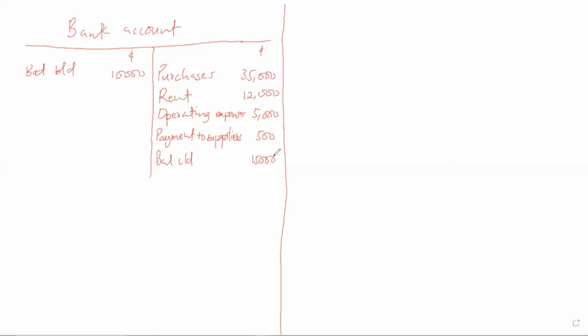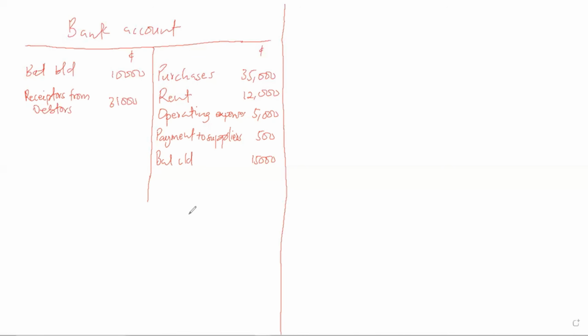Then when you look at the debtors control account that we prepared, we had receipt from debtors, which was on the credit side. It means we received money from debtors. So if we received money from debtors, then we have to come and debit our bank account. So receipts from debtors, which was 31,000. So now we are done.